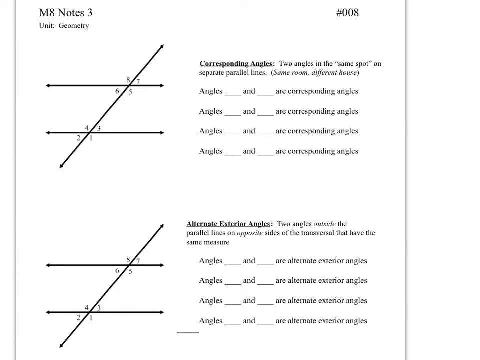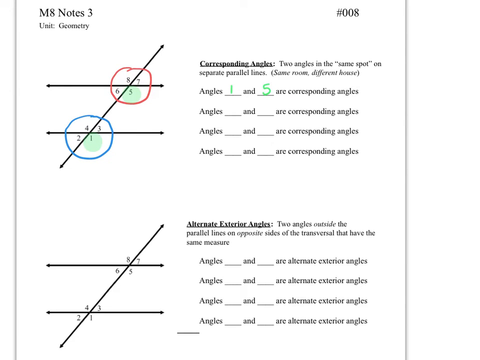My next set of special angles is called corresponding angles, which means they're in the same spot. I like to think of this as the same room but in a different house. If this was one house with 4 rooms inside of it, and this was a different house with 4 rooms inside of it, I'd want to know which rooms match up with each other. One set of matching rooms might be room number 1 matching up with room number 5. Those are my corresponding angles, and they're going to have the same measure. So if angle 1 measured 120 degrees, angle 5 would also measure 120 degrees.